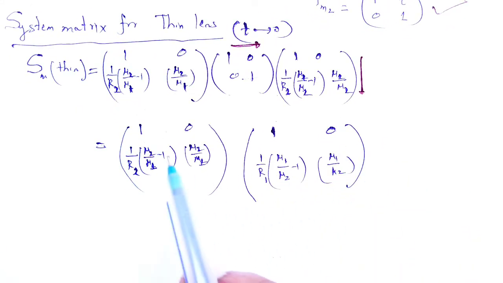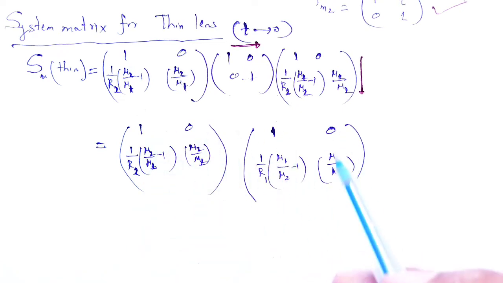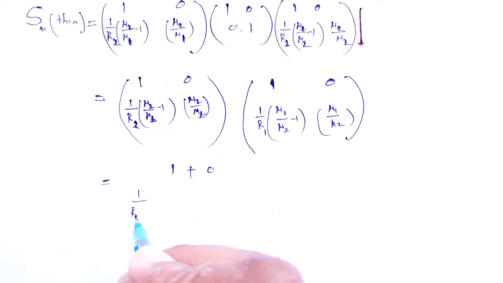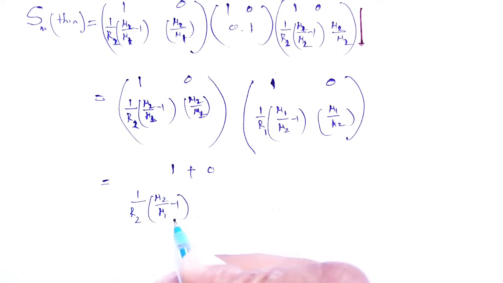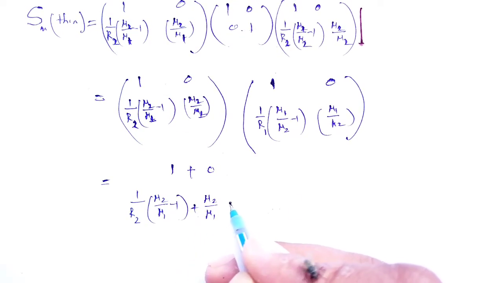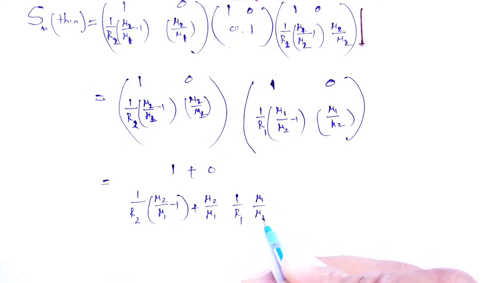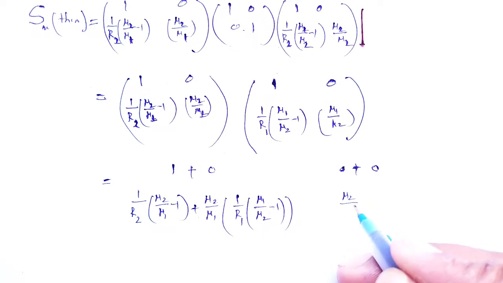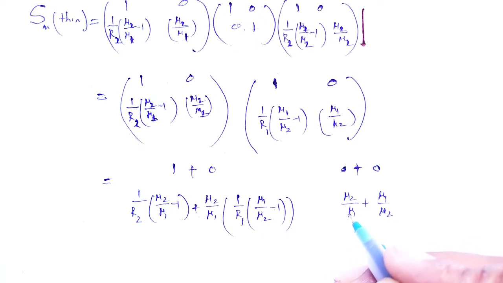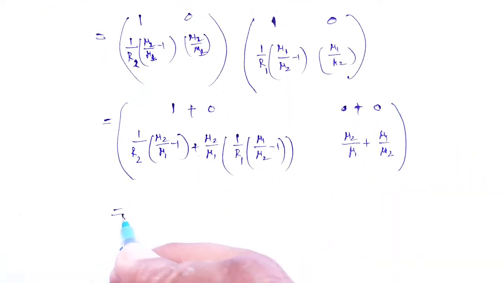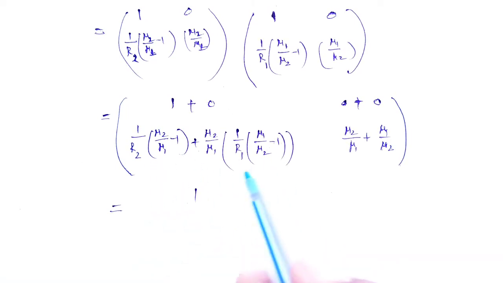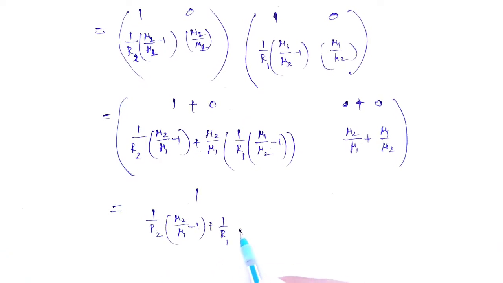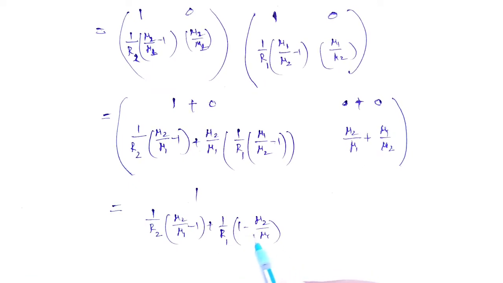Now that is a 2 cross 2 matrix, and that is a 2 cross 2 matrix. Then we can multiply it row to column, row to column. Write it as 1 plus 0, 1 by r2, mu2 by mu1 minus 1 plus mu2 by mu1, 1 by r1, mu1 by mu2 minus 1. Next, 0 plus 0, mu2 by mu1 plus mu1 by mu2. The result will be 1, that value 1 by r2, mu2 by mu1 minus 1 plus 1 by r1, 1 minus mu2 by mu1, so 0, 1.